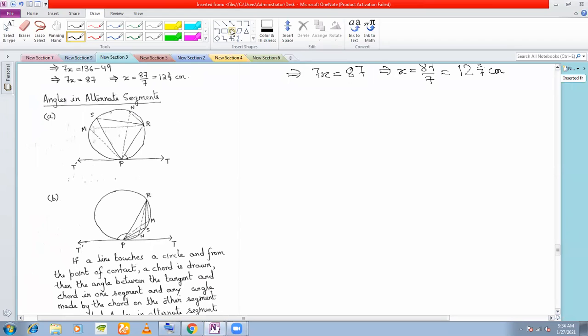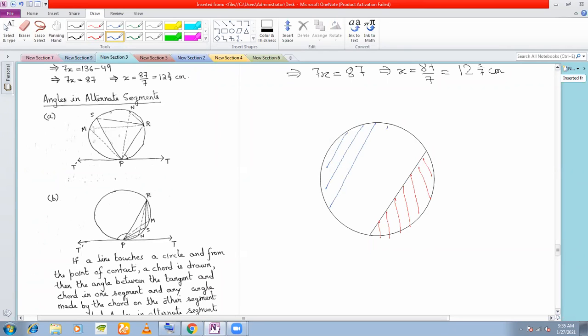Just a reminder. Segment of a circle: if you have a circle with a chord, then this chord divides the circle into two segments. What are the segments? This is the minor segment and this is your major segment. Okay. Now, once you know the concept of segments, now comes angles in alternate segments.